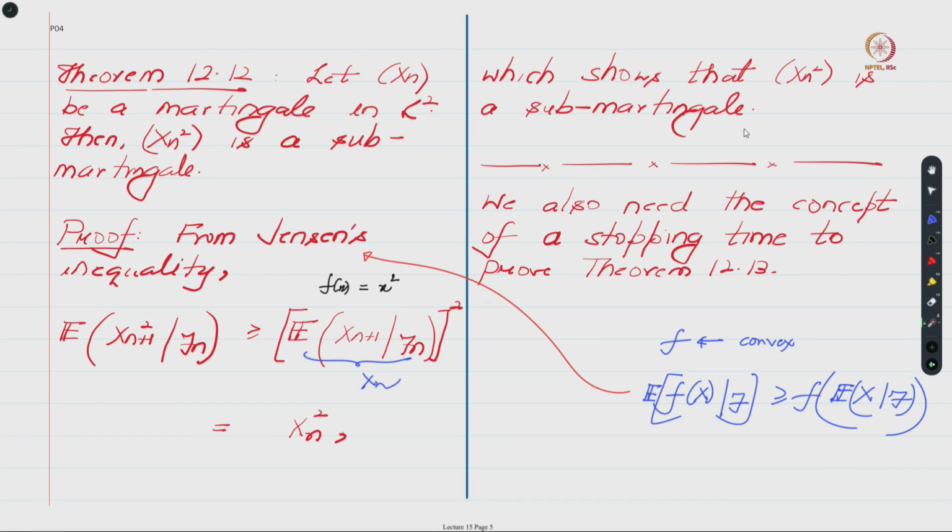Is that okay? So now we need one more important concept in order to have the requisite material to prove this theorem 12.13 that I stated before, and that concept is that of stopping time. So in the context of martingales, this stopping time actually plays a very important and useful role, and understanding this concept very well will help you come up with very innovative ideas while proving convergence of martingales or supermartingales.